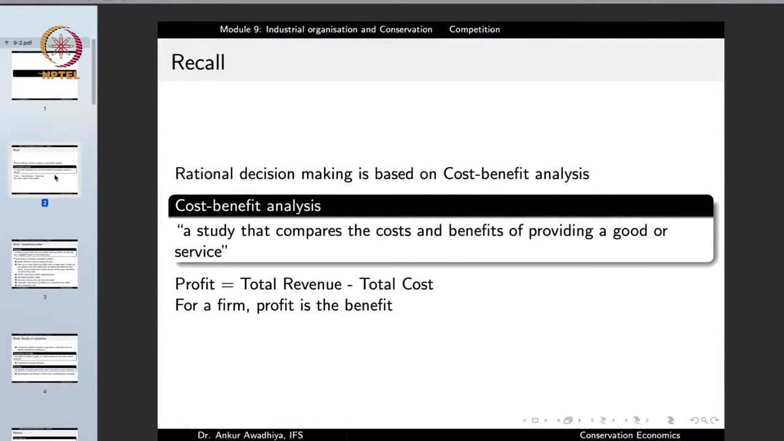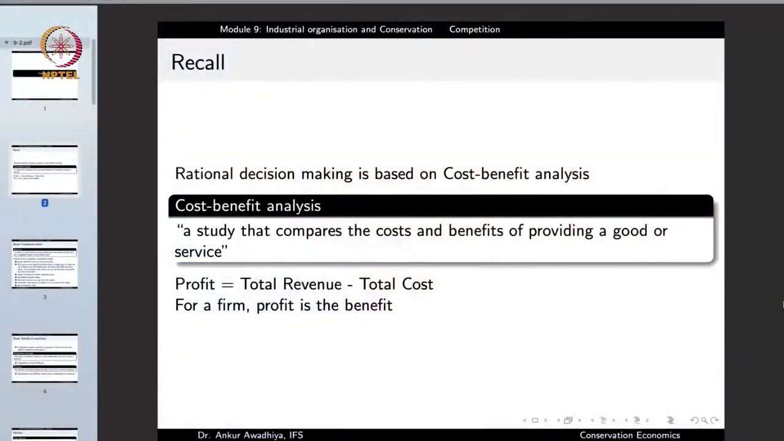Rational decision making is based on cost benefit analysis, which is a study that compares the cost and benefit of providing a good or a service. What we are saying here is that rational decision making, which is the basic assumption that we make in theoretical economics, is based on a cost benefit analysis. What is the cost of doing something and what is the benefit that we are going to receive by doing that activity? And this brings us to the concept of profit, and profit is defined as total revenue minus total cost.